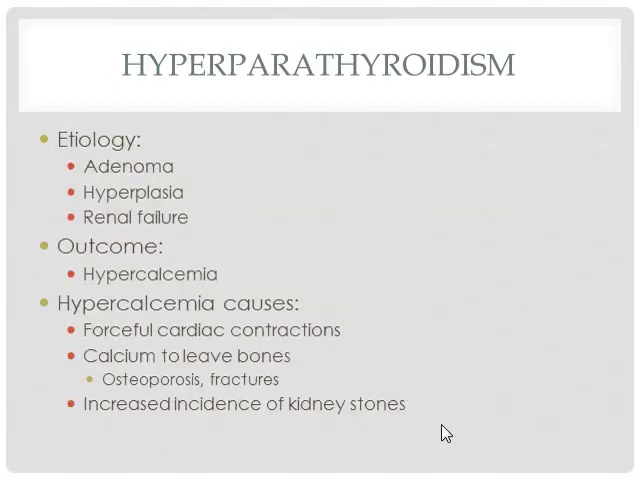Hyperparathyroidism etiology is just the opposite from hypoparathyroidism. The etiology of this would be maybe a tumor, hyperplasia, or renal failure. The outcome for this is not hypocalcemia, but instead hypercalcemia. And so what happens when we have too much calcium available? We wind up with very forceful cardiac contractions. The calcium is going to leave the bones, and if the calcium leaves the bones, that sets the individual up for increased likelihood of fractures or osteoporosis. It also sets them up for an increased incidence of kidney stones, because there's too much calcium available, and the calcium will then form calculi or kidney stones.